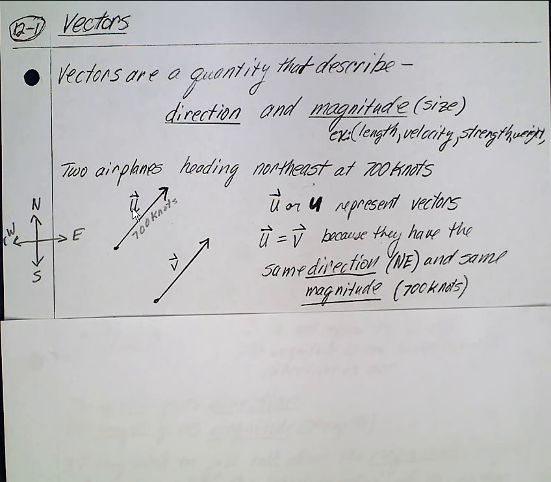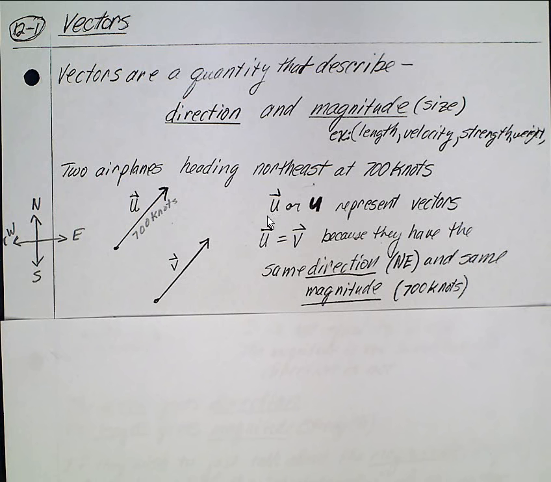So that's vector U. If I want to draw two airplanes headed that direction, I would come down and find another point, head in the northeast direction. If I wanted it to represent 700 knots, it would need to have the same size or the same magnitude. That was the 700 here. It will be 700 here.